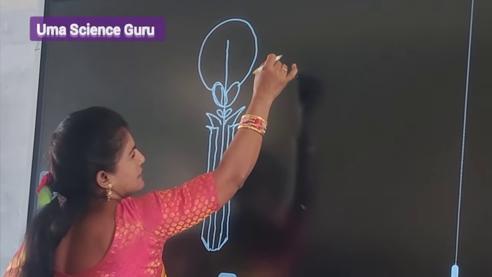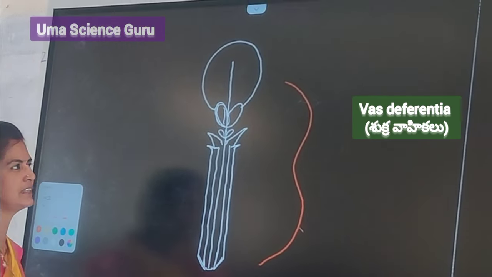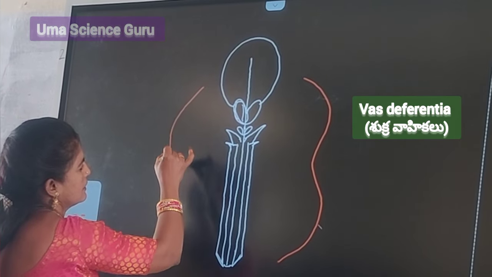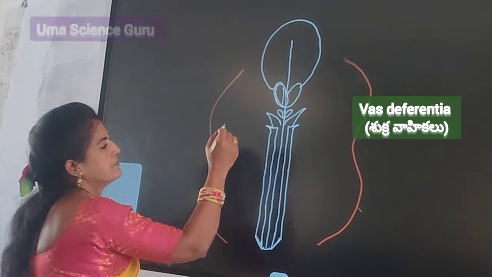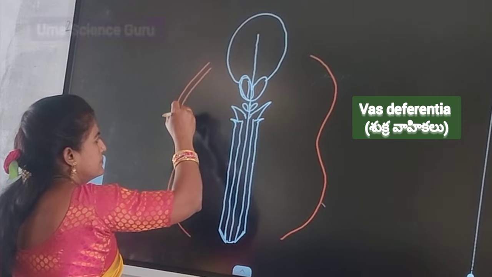Students, let us draw number 3 opposite to each other. Draw another line to each 3.